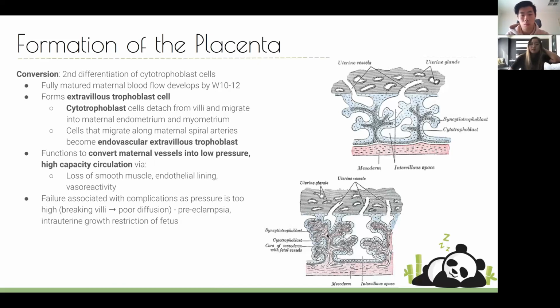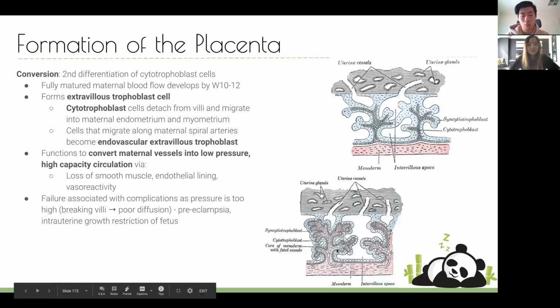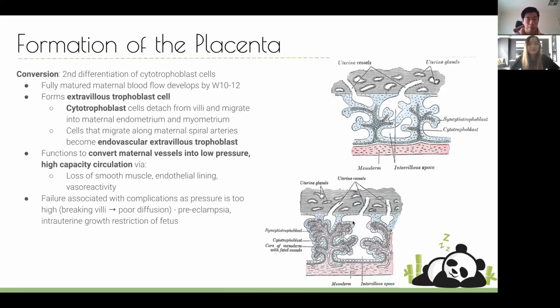So how does this occur? Essentially, the cytotrophoblastic cells detach from the villi, and they migrate into the maternal endometrium and the myometrium, and the cells that migrate along the maternal spiral arteries become endovascular extravillous trophoblasts. Seems like long words, but break it down. Endovascular means inside the arteries, inside the maternal spiral arteries. Extravillous because they're not on the villi anymore. So endovascular extravillous trophoblast, and they'll just work on the spiral arteries.